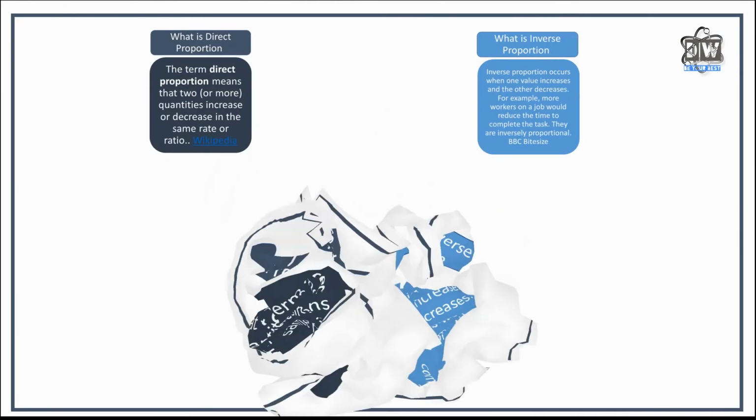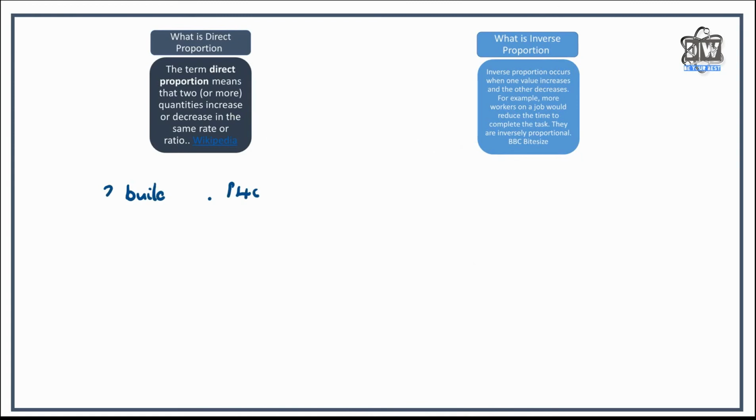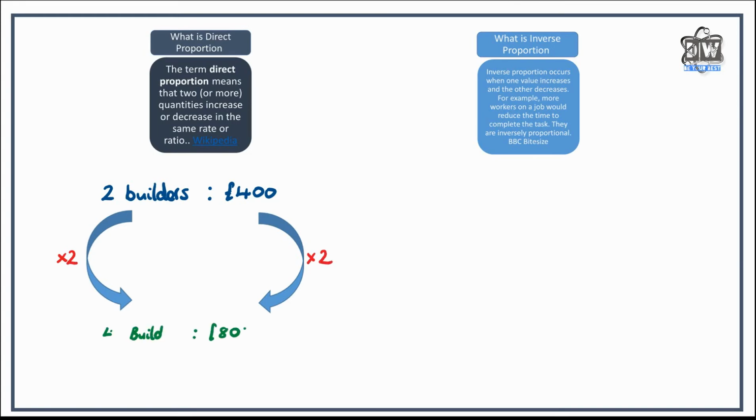Let's give you an example of direct proportion that we've done before. So we have two builders and that costs us £400. And we want to find out how many 4 builders will cost us. Well, we times that by 2, and then we make sure we times the other side by 2 also. So we get 4 builders at £800. What about if we want to find out what 1 builder is going to cost? Well, we divide the 2 builders by 2, and then we divide the 400 by 2, and we end up with 1 builder equals £200. And that makes perfect sense, because if we want more builders, it's going to cost us more money, and vice versa. We've got less builders, it's going to cost us less money.